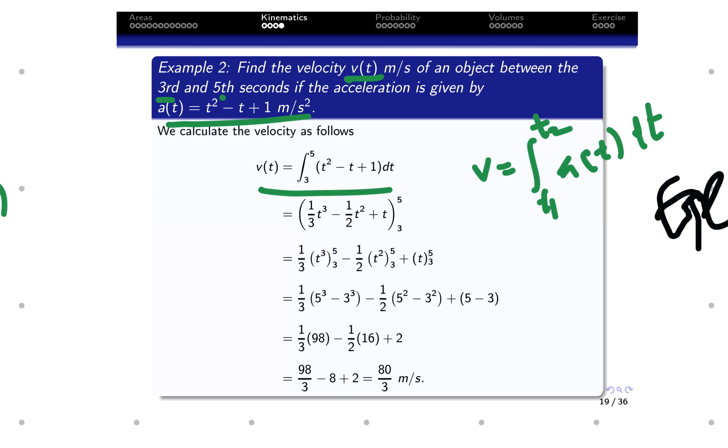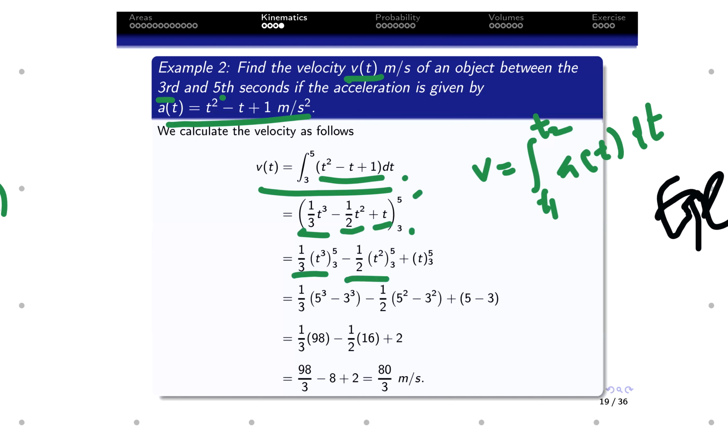dt. Okay. And then you just integrate t squared, you get t cube over 3, which is 1 over 3 t cube, minus integrate t, you get t squared over 2, that's minus 1 over 2 t squared. Integrate 1, you get t from 3 to 5. So you have 1 over 3 t cube from 3 to 5, minus 1 over 2 t squared from 3 to 5, and t from 3 to 5, or 5 to 3 if you like.